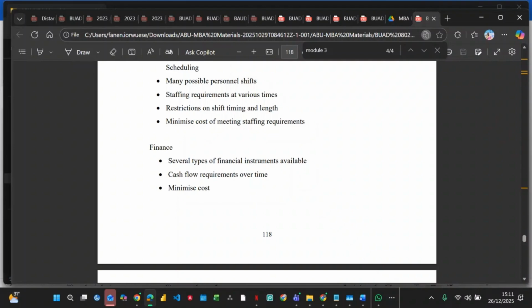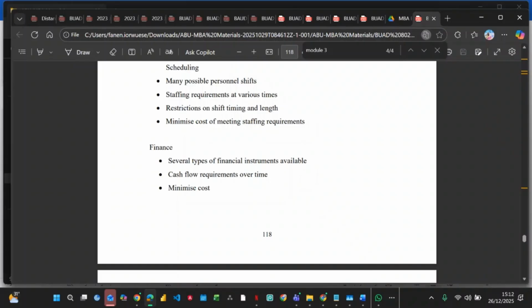Now, this is what they call linear programming. That means using a linear equation. By the time you have the resources, you put them in a linear equation and they're able to solve it and you get the answer. The answer that is given to you, they call that the optimal answer.